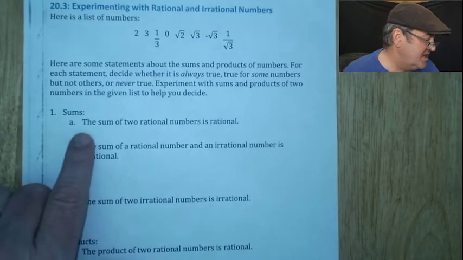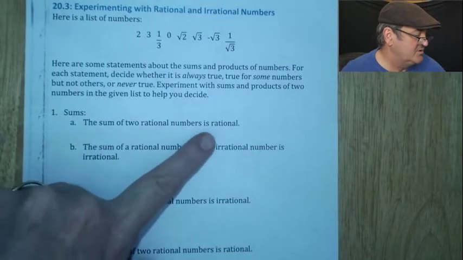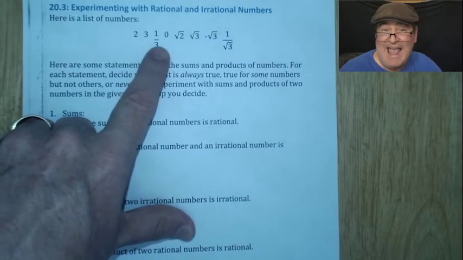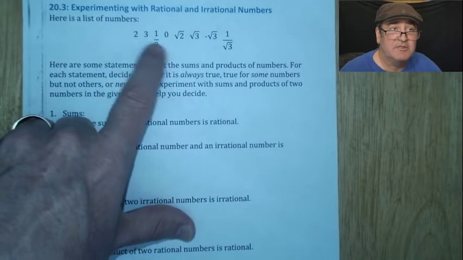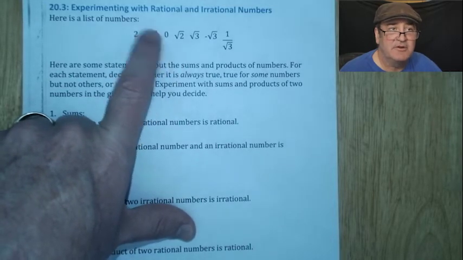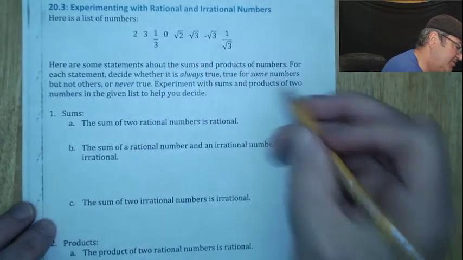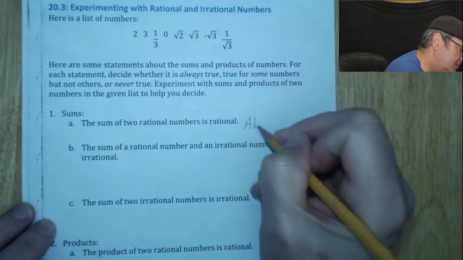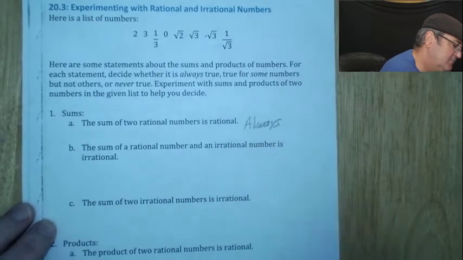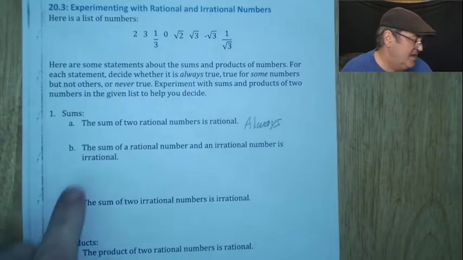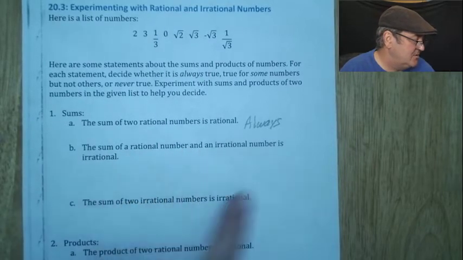So the sum of 2 rational numbers is rational. So picking these first 4, if we add any 2 of those together, 2 plus 3, 2 plus a third, 2 plus 0, 3 plus a third. If we add any of those together, we're still going to get a rational number every time, right? Every time. So that is always. Yeah, if we add 2 rational numbers together, we're always going to get a result of the sum that will be rational. The sum of a rational number and an irrational number is irrational.